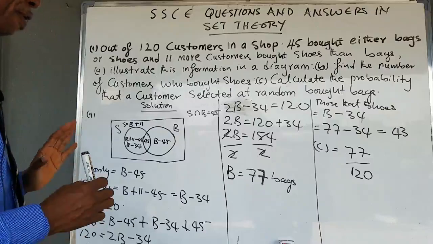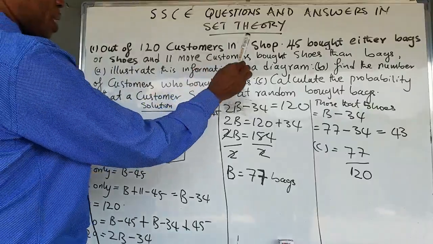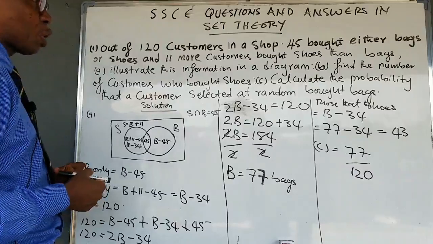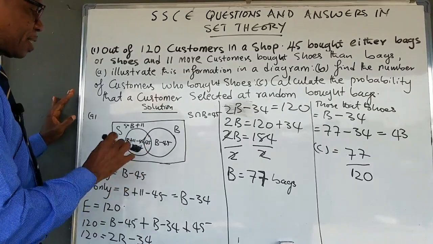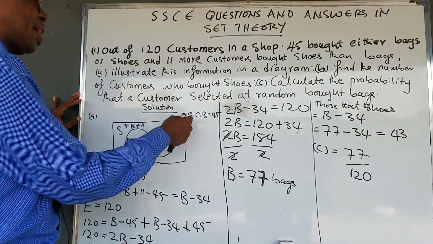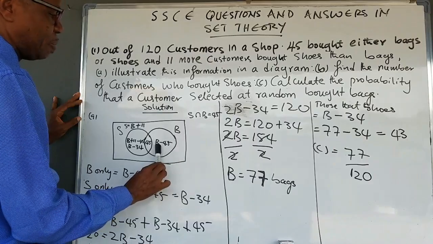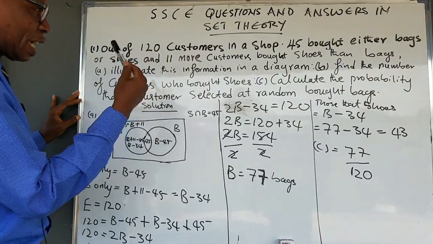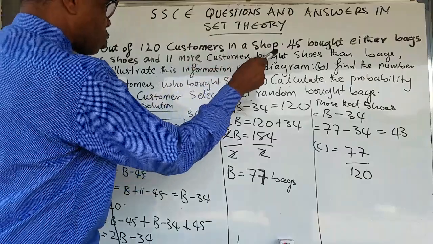Now, for more clarity's sake, remember the question is, out of 120 customers in a shop, 45 bought either bags or shoes, and 11 more customers bought shoes than bags. So what you do is, you draw your Venn diagram first. The 45 is those people that bought either of them, section B. And then B only is B minus 45, while S only, since they didn't give us the number of S, but they gave us something to help us answer that: 11 more customers bought shoes than bags.